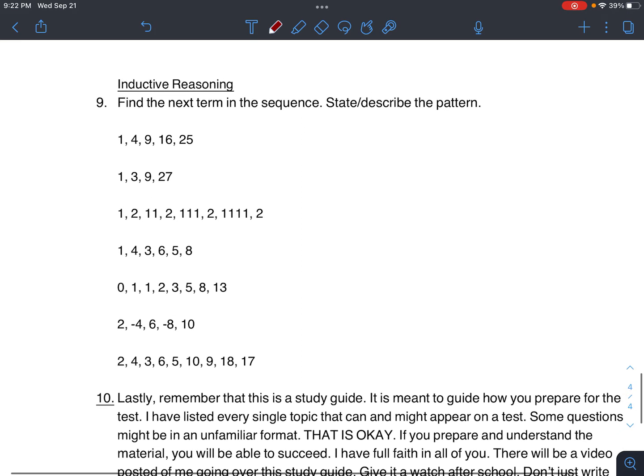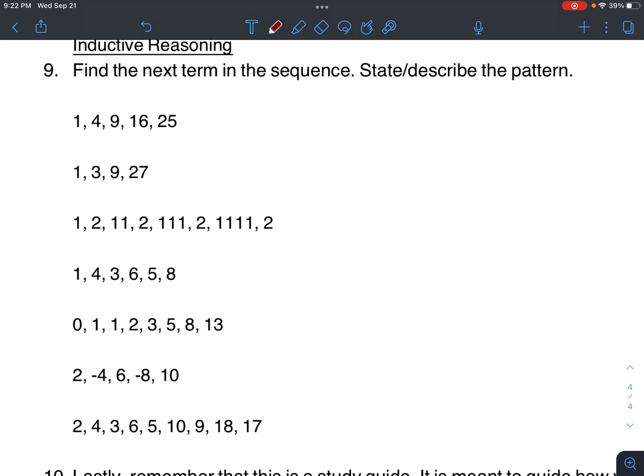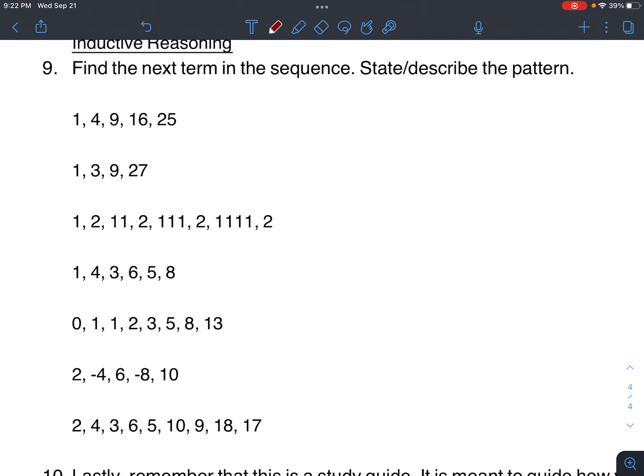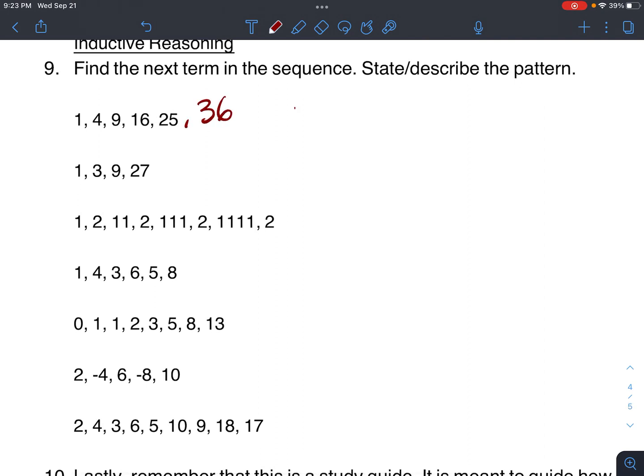So, inductive reasoning. Find the next term in the sequence, state or describe the pattern. So we have 1, 4, 9, 16, 25. I know that the next is going to be 36. It's like n squared. Okay? So n is the number of the term and you square it. Very simple.